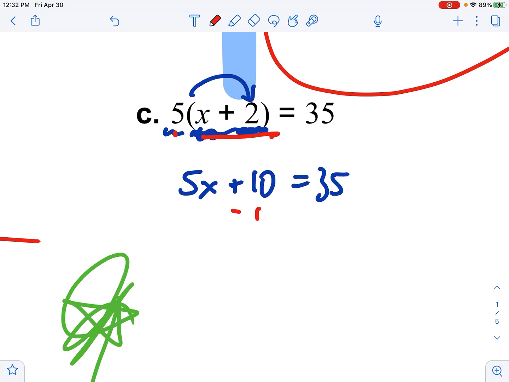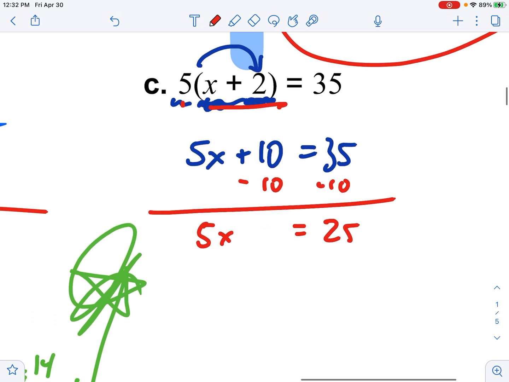All right, let's clean this up. Subtract 10 from both sides. 5x plus 35 minus 10 is 25.